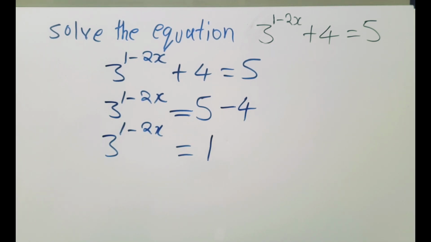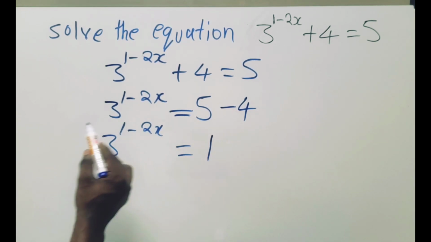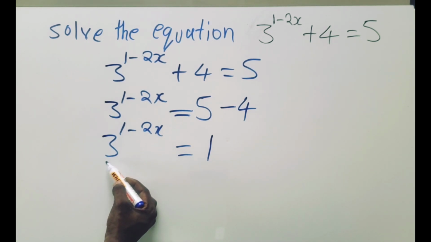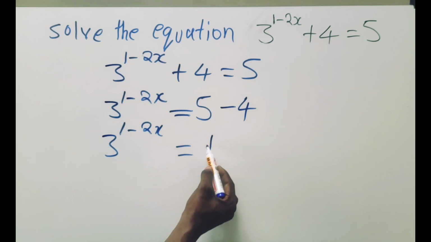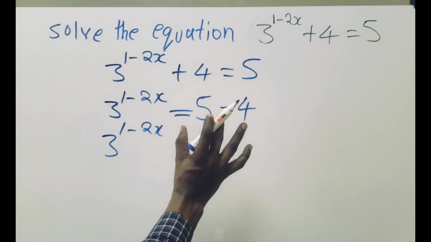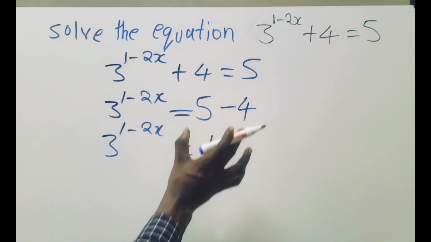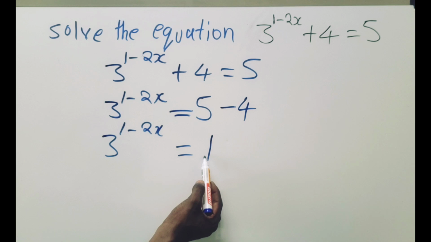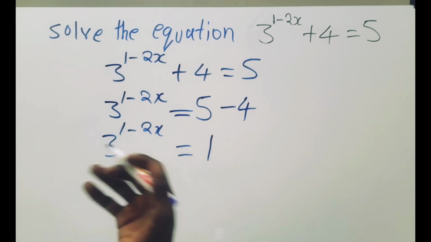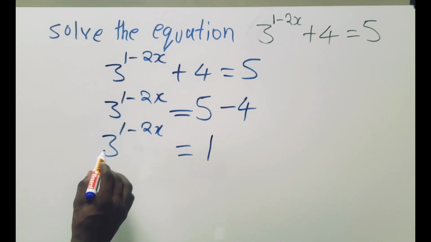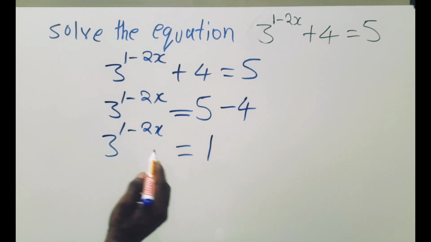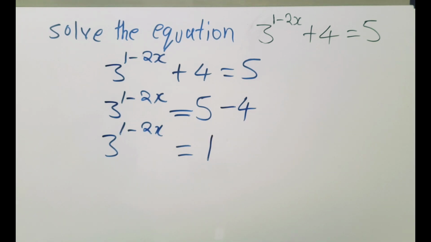When you reach this step, what do you do? This is where I want you to pay attention. According to the laws of indices, you need to ensure that the bases are the same. If here I have 3, even this side the base should be 3. Don't mind the powers. You can manipulate and write it in different ways, without changing the value, such that the bases become the same. When the bases become the same, you can cancel them and equate the powers. That's the rule.